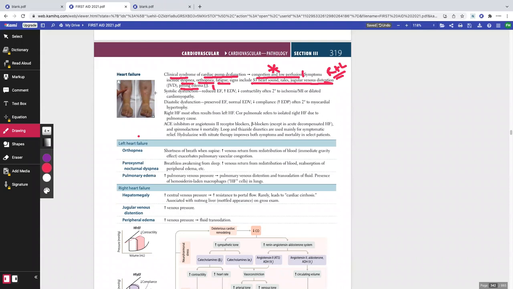Over here, we have two types of problems. Number one is a systolic dysfunction. Number two is a diastolic dysfunction. Systolic dysfunction means that over here, the heart has no problem.